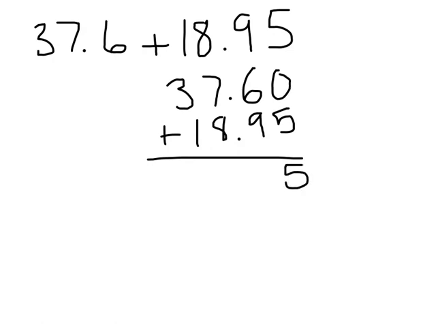5 plus 0 is 5, 6 plus 9 is 15, 1 plus 7 is 8, plus 8 is 16. 1 plus 3 is 4, plus 1 more is 5. The answer is 56 and 55 hundredths.